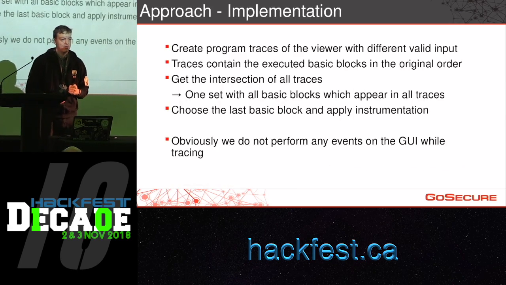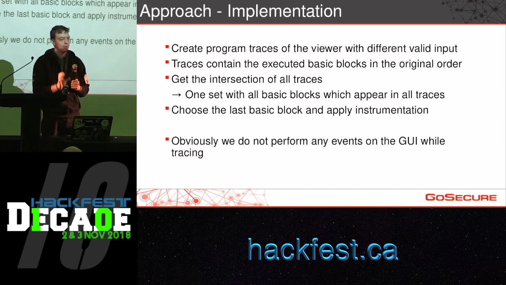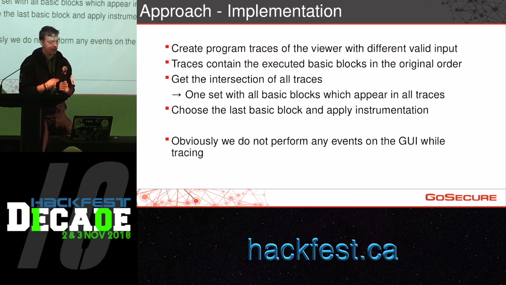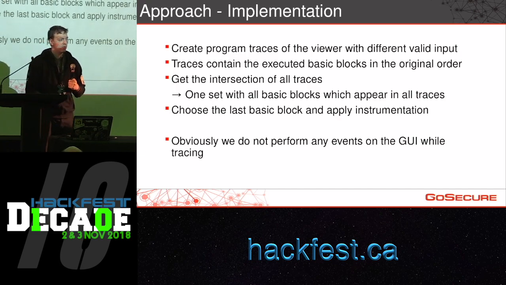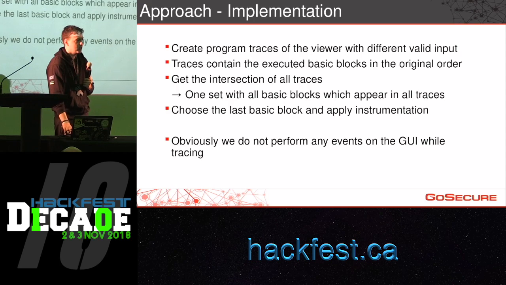And the traces contain the executed basic blocks in the original order. And then I calculate the intersection of all traces so that I end up with one set of basic blocks that appear in each of these program traces. I choose the last basic block and apply some instrumentation to it. Obviously, while we perform the tracing, we must make sure not to apply any events on the GUI, because otherwise we would end up in a basic block that cannot be reached without user interaction.